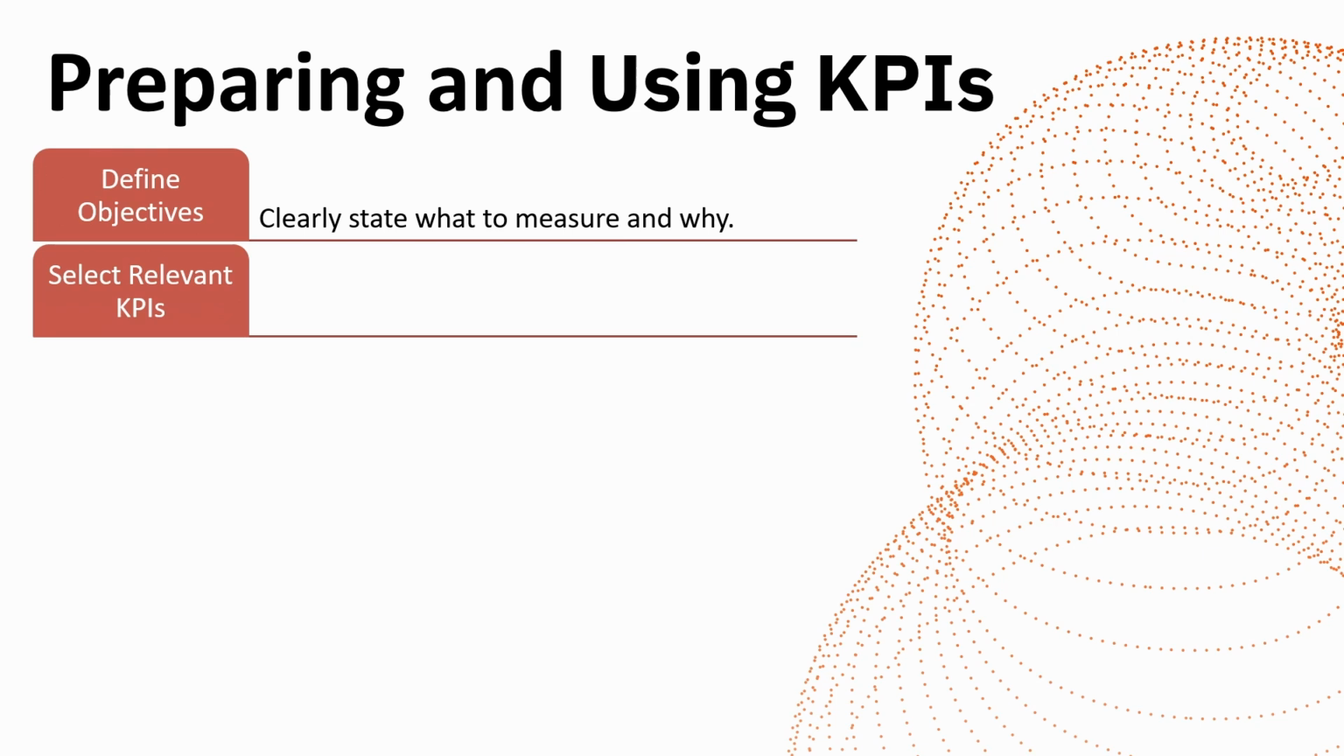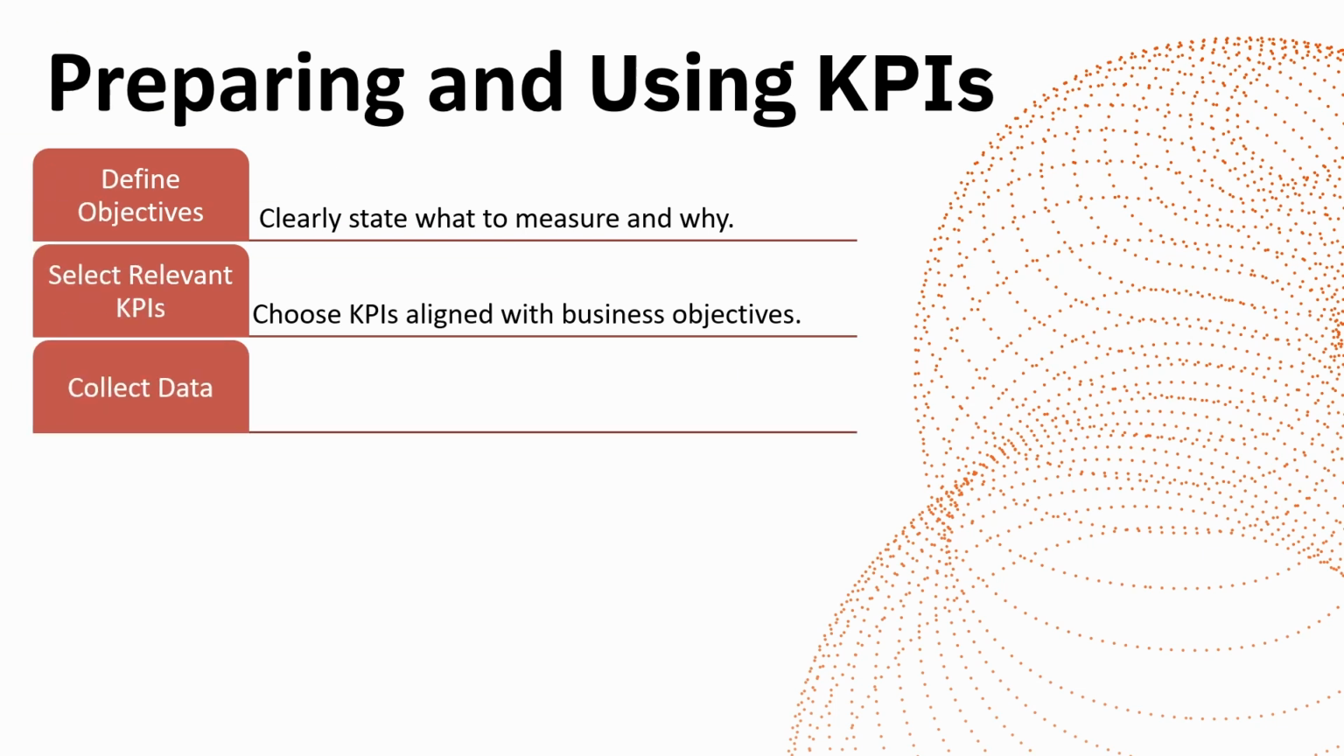Next, select relevant KPIs. Choose KPIs that are directly aligned with your defined objectives. Ensure that these indicators are relevant, measurable, and actionable. For example, if your objective is to improve customer satisfaction, select KPIs such as Net Promoter Score, NPS, or customer feedback ratings. Next step is to collect data.